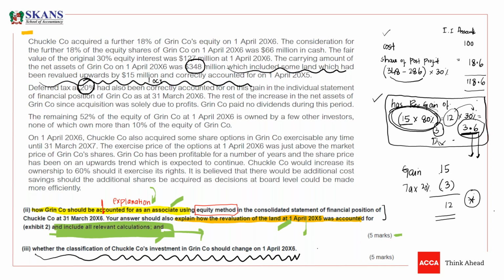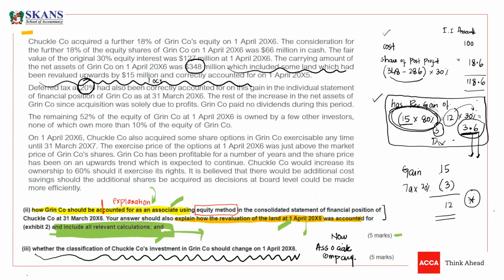This company, till 1st April X6, was an associate company. Now, let's understand what happened on 1st April X6. Look, we already have 30% in that company.